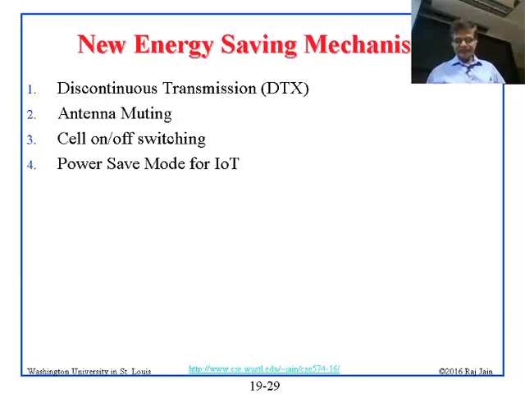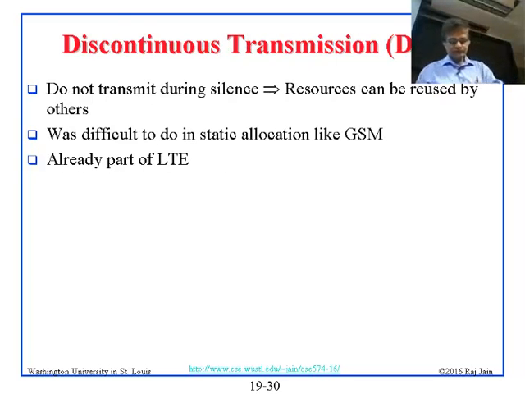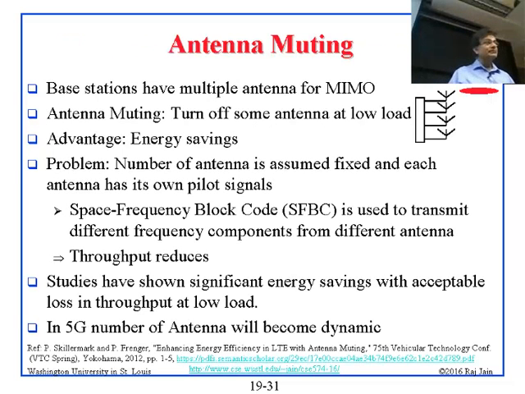All right. So now there are four techniques for energy savings. I've got to go a little faster, sorry. First is do not transmit. When you are not doing anything, you have nothing better to do, sleep. Don't waste your energy. Then there is antenna muting. This is again very clear. Basically, you don't have to use 8x8 MIMO all the time. When the traffic is low, just turn off 7 antennas and just do one by one, right?